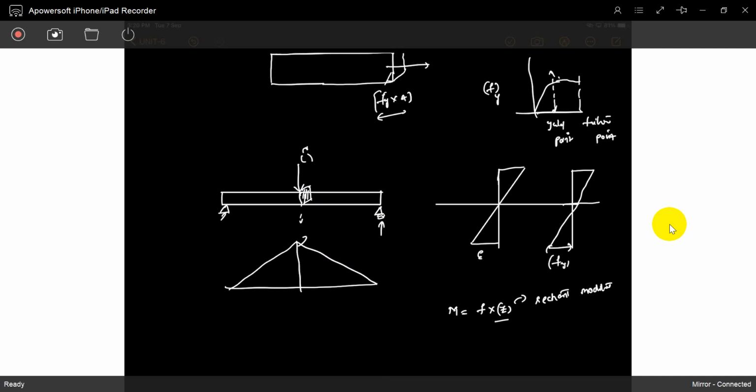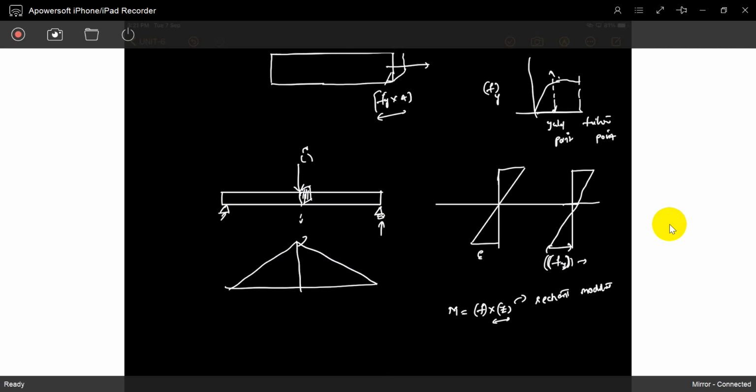That is F into Z. What is that F? F is the yield stress based on the material characteristics. So bending stress is F. If it reaches F or crosses F, we take it as a failure. So what is the maximum moment we can apply to that section?